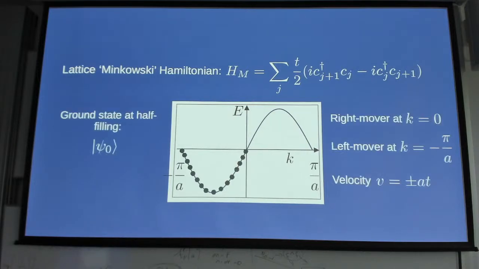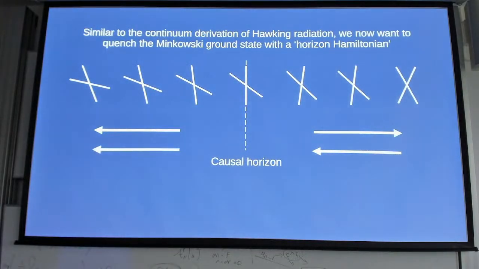Right, and so at half filling my ground state is just obtained by filling all negative energy states, a right mover at momentum 0, a left mover at momentum pi, and the velocity of these modes is plus minus the lattice constant times this hopping strength. That's now my ground state, and now I want to quench it. I want to time evolve it with a Hamiltonian which has a horizon, but as was pointed out, we have this problem because here we have a chiral region.